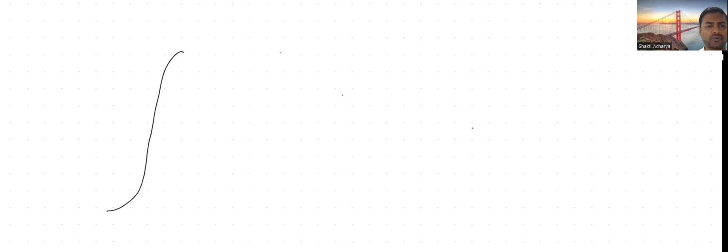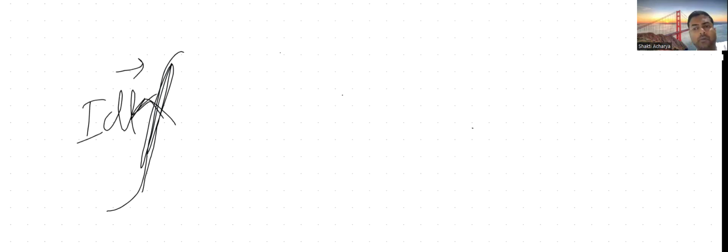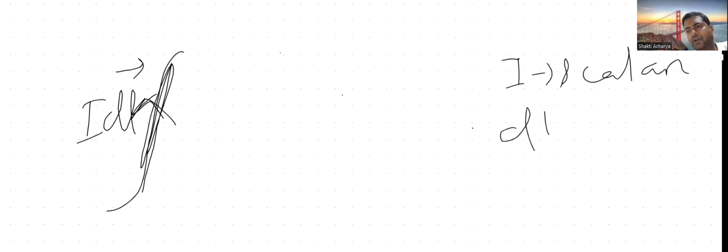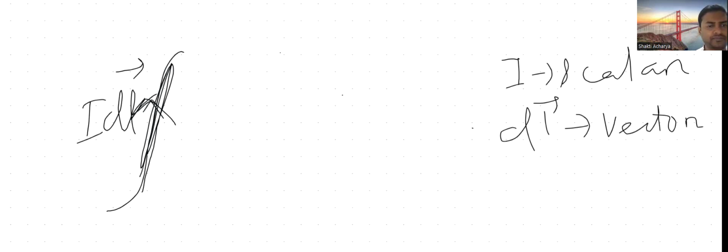So let's say we are considering a small current I moving, and the small length element is dl. Length element dl vector. Remember, current is a scalar quantity, but length is a vector quantity. Okay, so when a current is passing through this conductor, then a magnetic field will be created around it.